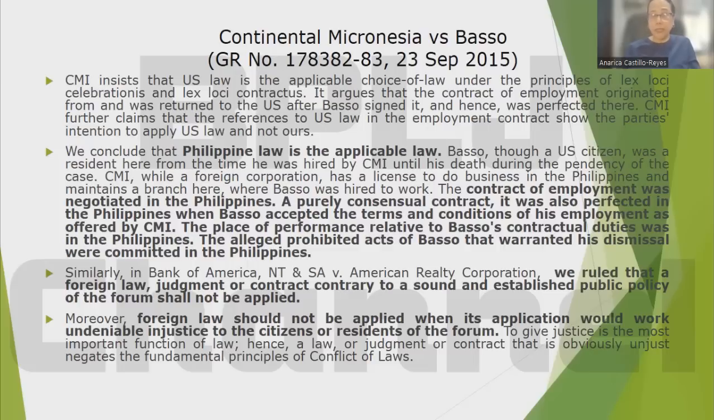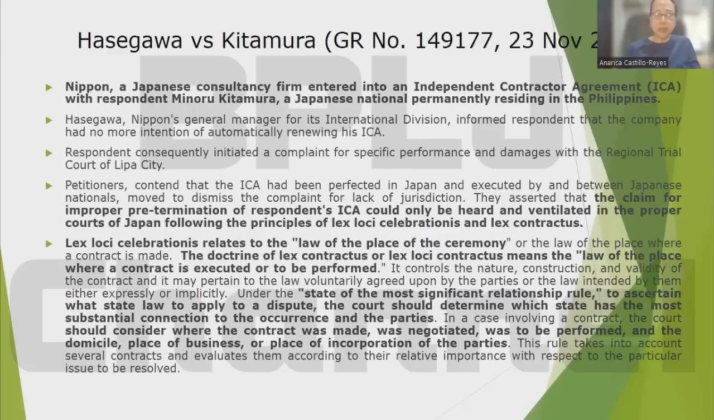The contract of employment was negotiated in the Philippines. A purely consensual contract, it was also perfected in the Philippines when Basso accepted the terms and conditions of his employment. The place of performance is also the Philippines. The prohibited acts were also committed in the Philippines. We rule that a foreign law, judgment, or contract contrary to a sound and established public policy of the forum shall not be applied. Foreign law should not be applied when its application would work injustice to the citizens or residents of the forum.